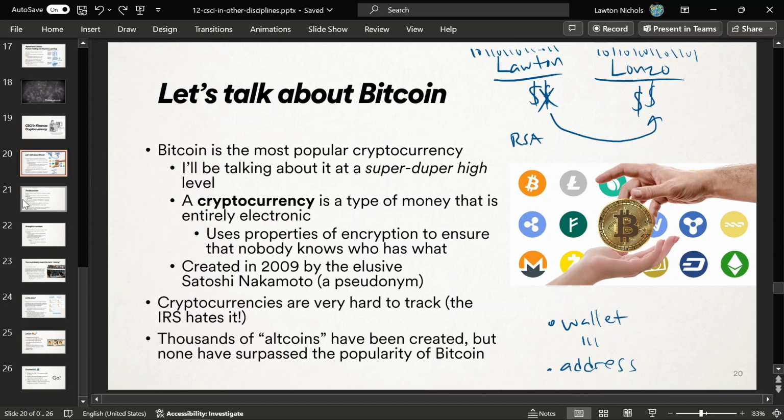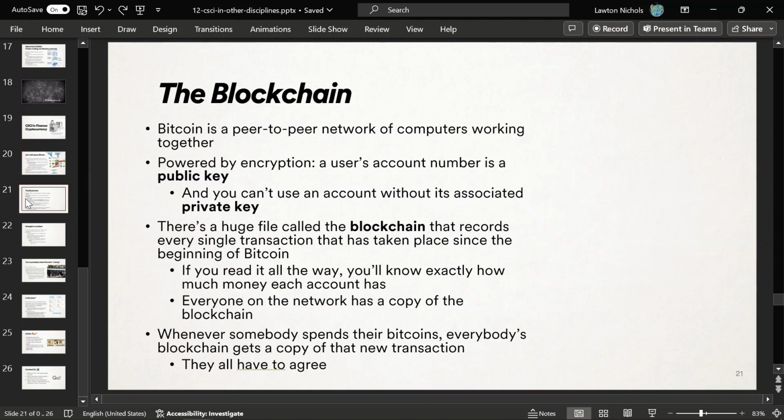But yeah, Bitcoin exists on this network. It's on the internet, essentially. It's called a blockchain. So let's talk about that. Bitcoin is essentially a peer-to-peer network. We've talked about that for file sharing purposes. This is for money sharing purposes.